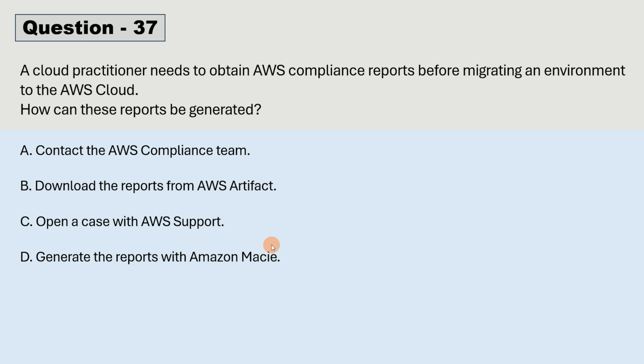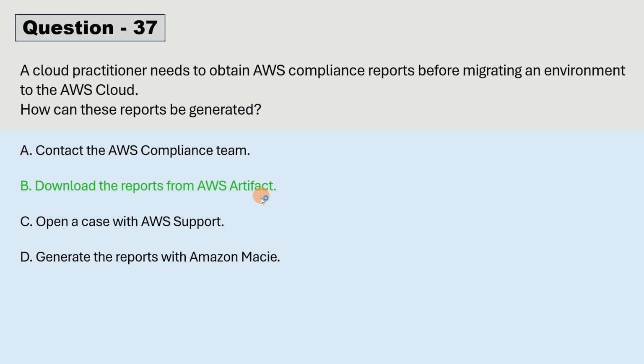So now let me reveal the correct answer. The correct answer here will be option B, download the reports from AWS Artifact. And this is because AWS Artifact is a portal that provides access to various compliance reports, including certifications, attestations, and other relevant documents. So you can download these reports directly from AWS Artifact. Opening a case with AWS Support will not be helpful. Generating the report with Amazon Macie is not correct, because this is something which finds personal information. Contacting the AWS compliance team is not the option. So option B is the correct answer here.